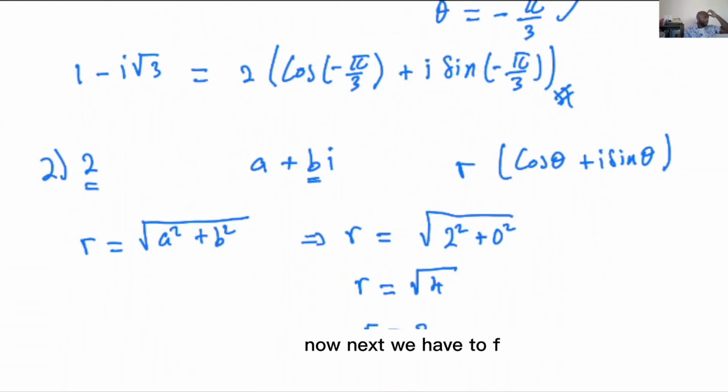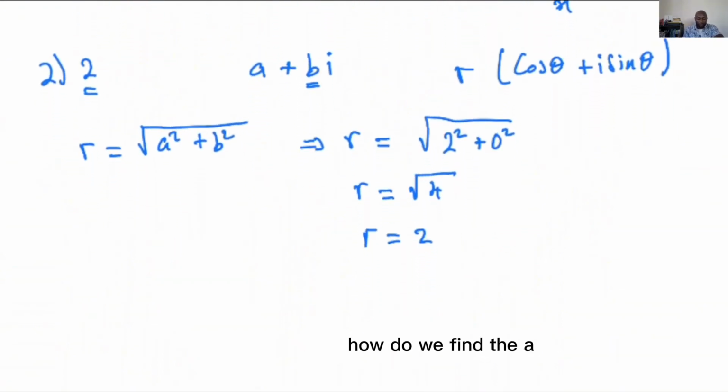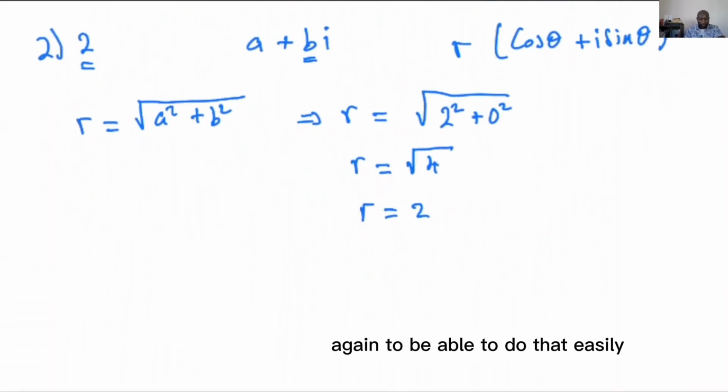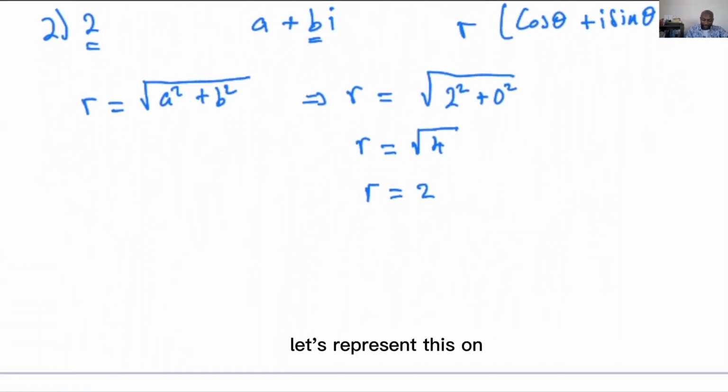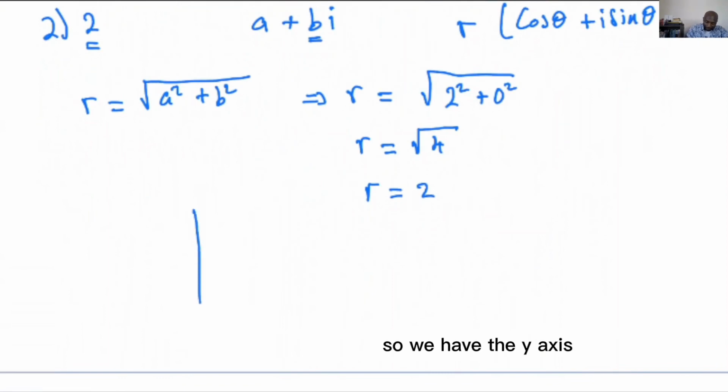Now, next we have to find the argument. How do we find the argument? Again, to be able to do that easily, let's represent this on our Argand diagram. So we have the y-axis and the x-axis.